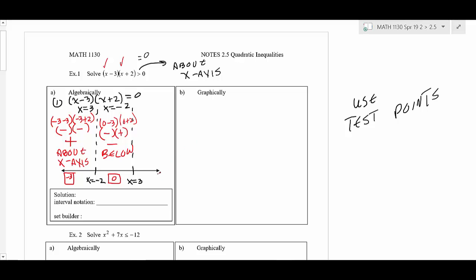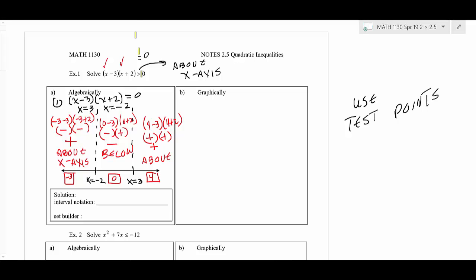Okay, what's a good test point for the last one? 4. Keep it simple. You can use whatever you want because it'll always give the same result. So now we just do 4 minus 3 times 4 plus 2. That's a positive times a positive, therefore it's a positive. So that means you're above the x-axis. You're always going to take this approach: factor, get the zeros on your number line, and then analyze whether you're above or below the x-axis.